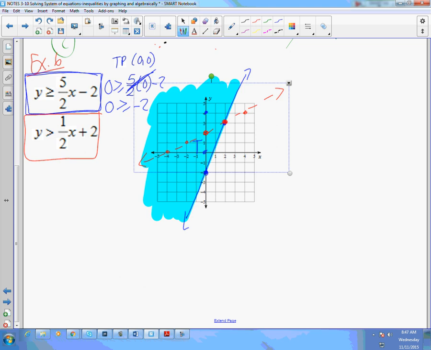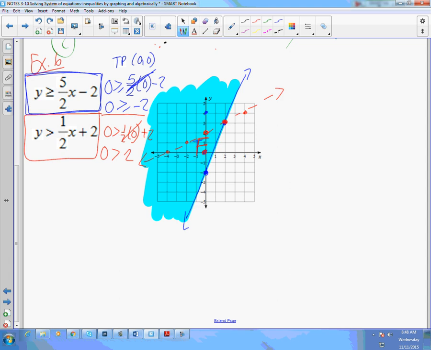So in the test point, can we use 0, 0? Yes, for then 0 is greater than 1/2 times 0, that cancels, plus 2. True or false? 0 is greater than 2. False. We want to know false entirely. So this point here is now false for the red line. The false point is below the red line.